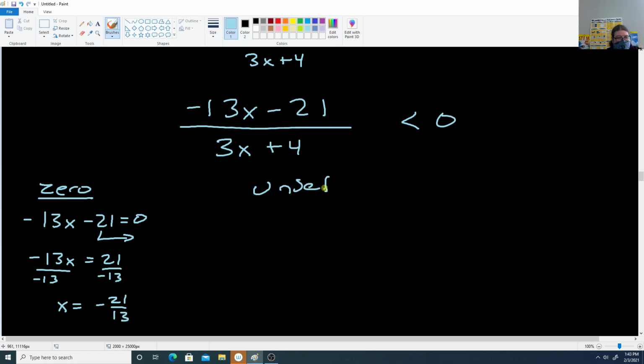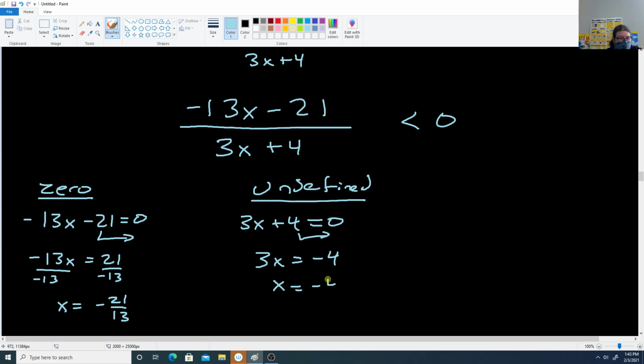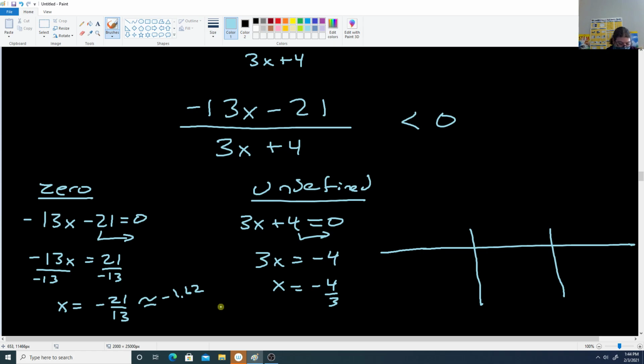Then for my undefined, I'll set the bottom term equal to 0. We get x equals negative 4/3. So I need to know which of these is actually smaller, so when I go to build my chart, I include them correctly. So negative 21/13 is about negative 1.62, and negative 4/3 is about negative 1.33.